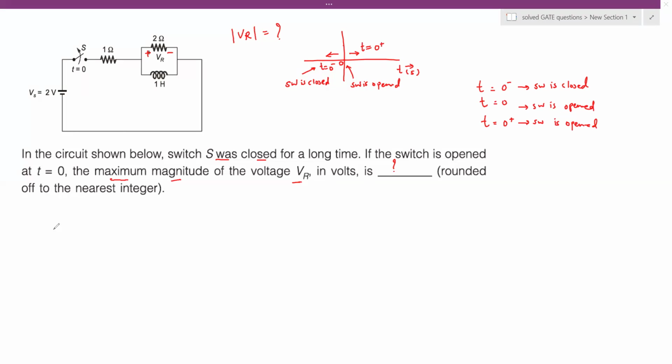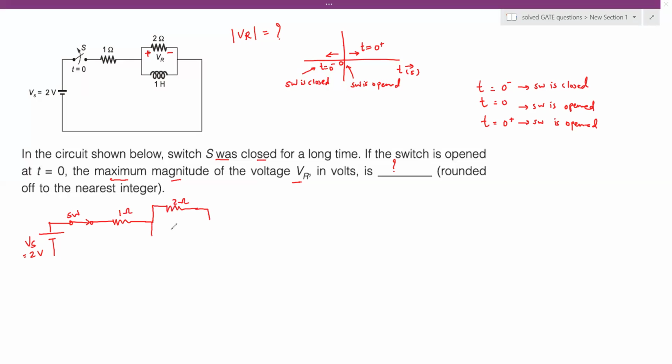We'll draw the circuit from before, when the switch was closed for a long time, and see how the circuit looks. So there is your Vs, equal to 2 volt. Then this switch is closed. Let me draw it properly right over here. Here is your switch, shown closed. And then you have this 1 ohm resistor, and right here this 2 ohm resistor.